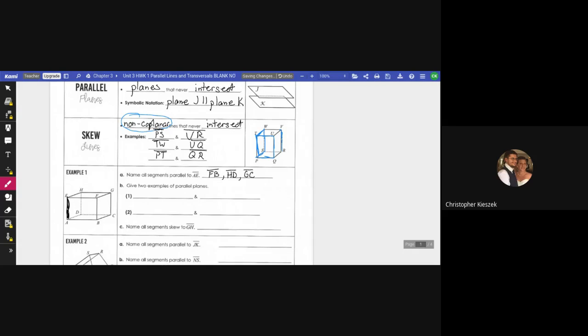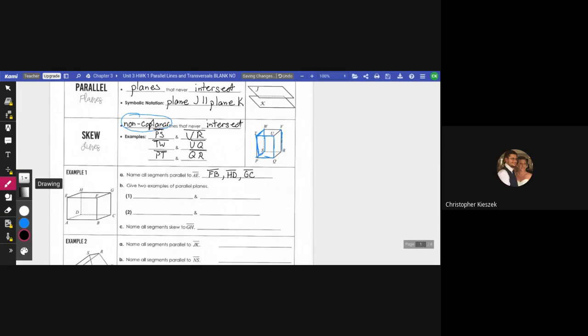The diagonal line that we're talking about just works if I have a square and a rectangle or any variation of that here. It wouldn't work for an odd shape. Letter B, give two examples of parallel planes. So nice little review of last chapter, chapter 2.